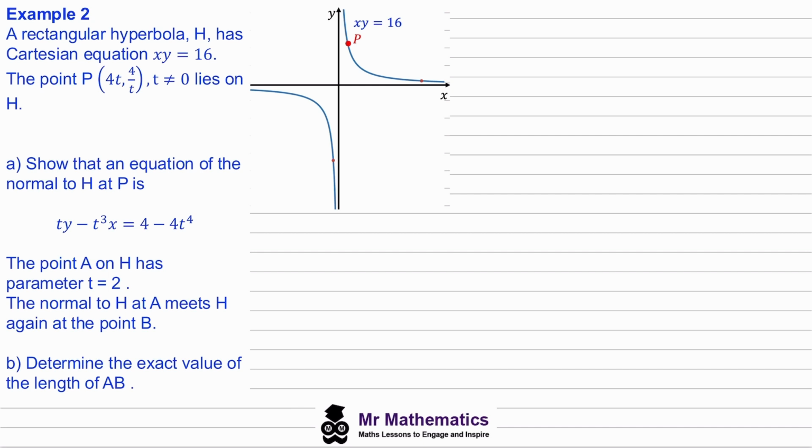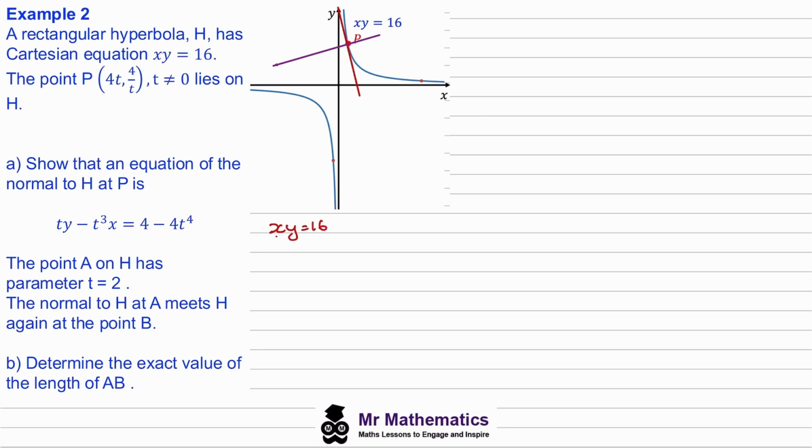Okay, so we've been asked to work out the equation of a normal. So this means I'm going to begin by working out the gradient of a tangent. Once we've found the gradient of this line, we'll find the negative reciprocal, and this will give us the gradient of a normal. So to find the gradient of a tangent, we need to find dy by dx, and we're given that xy is equal to 16.